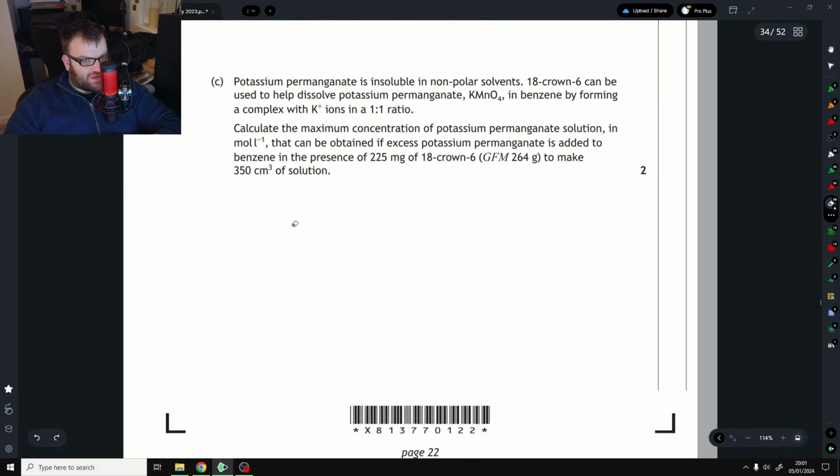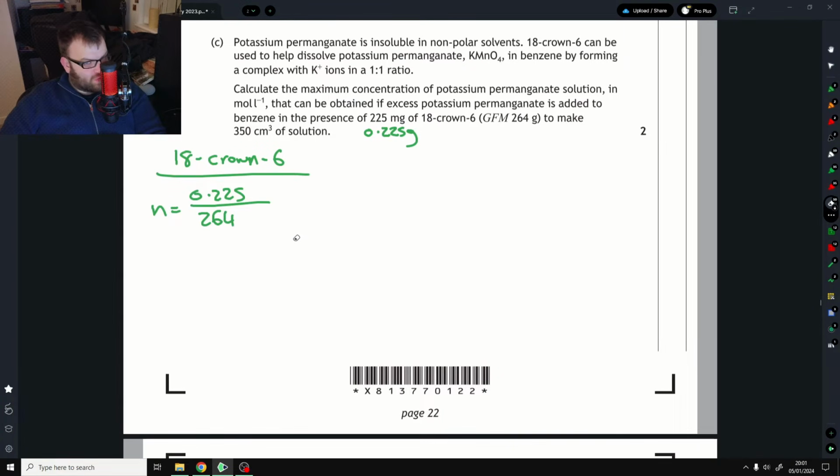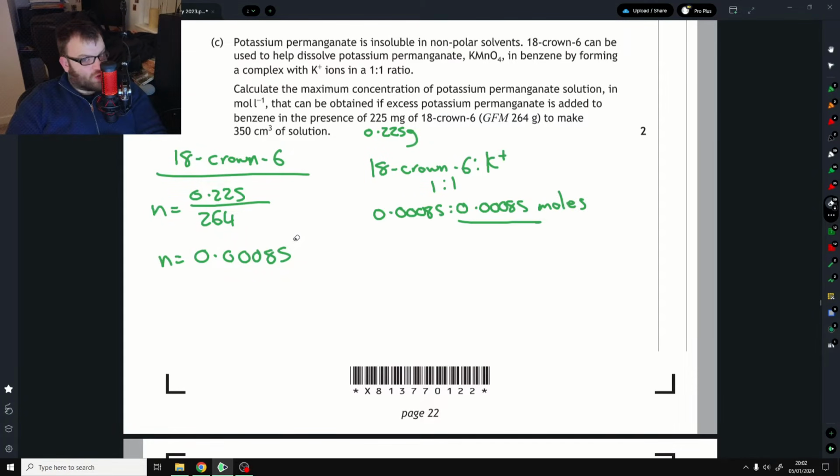Next up, we're asked to calculate a maximum concentration. What information are we told? First of all, we're told a number of milligrams, which I will convert into grams. We can then work out our number of moles by doing mass over GFM. That's 264, which gives you your number of moles. Next, look at our ratio. It's a 1-to-1 ratio. Therefore, we're also going to have 0.00085 moles of the potassium.